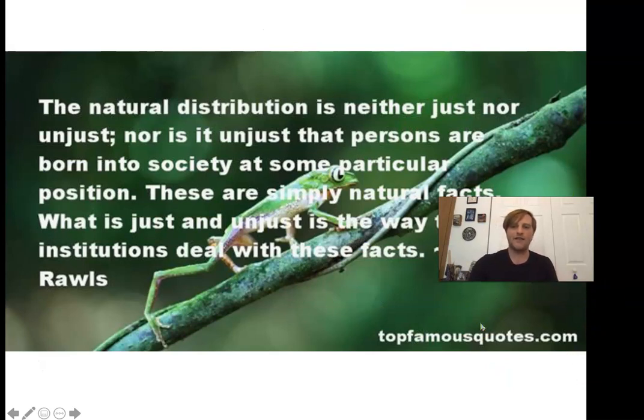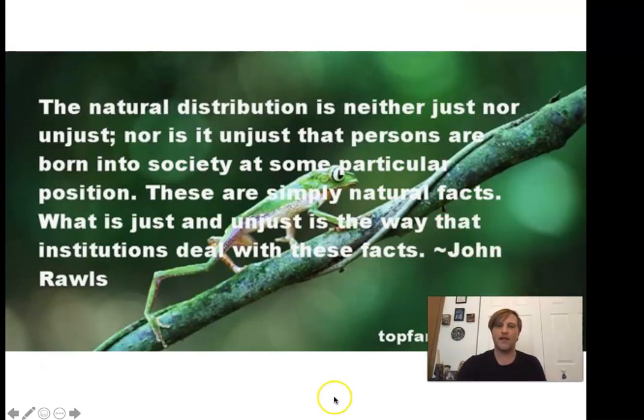Now, I like this quote by him. Take a drink to read it. Rawls says, the natural distribution is neither just nor unjust, nor is it unjust that persons are born into society at some particular position. These are simply natural facts. What is just and unjust is the way that institutions deal with these facts.